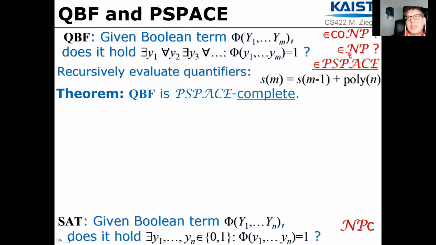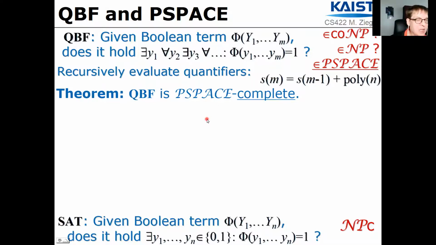It does not seem to belong to NP because it also includes these universal quantifiers, which are typical for co-NP, but it cannot belong to co-NP either because it contains the existential quantifiers, which are typical for NP. So this is a problem which is likely to exceed both NP and co-NP. And actually, we're going to show that it is complete for PSPACE. So we've just seen that it belongs to PSPACE, can be solved using a polynomial amount of memory. But actually, it's a hardest problem in this complexity class.